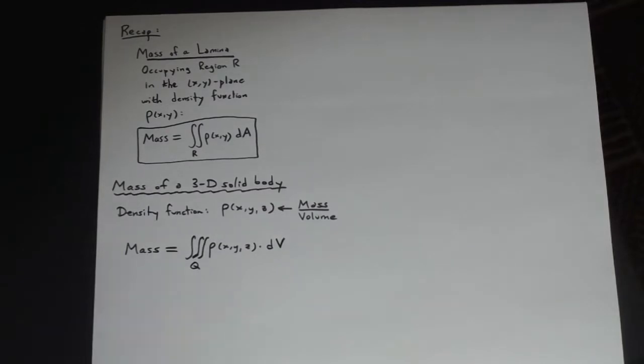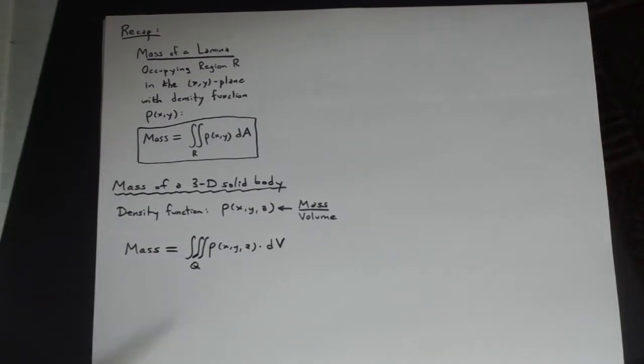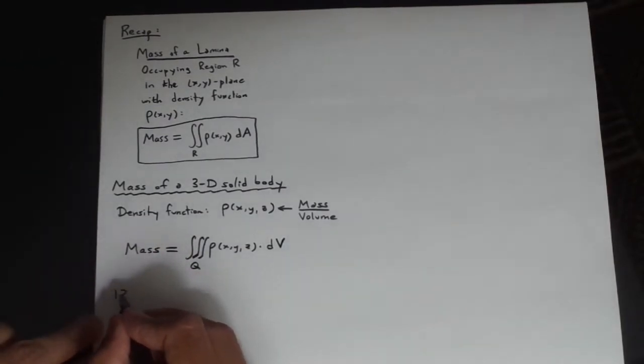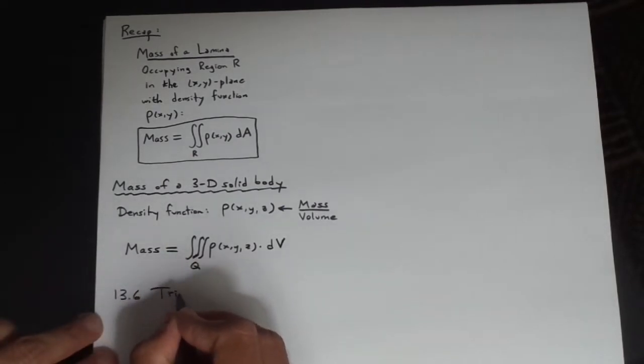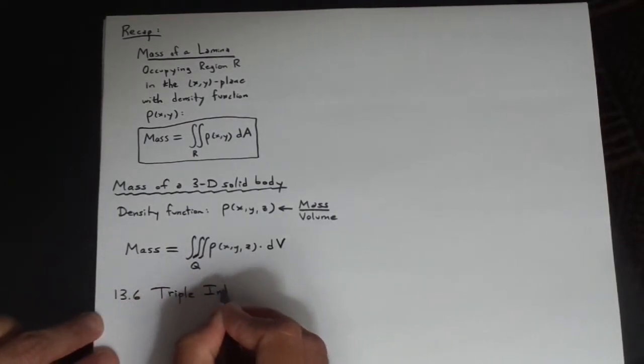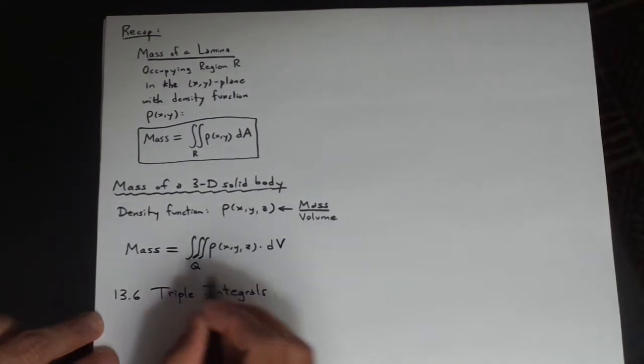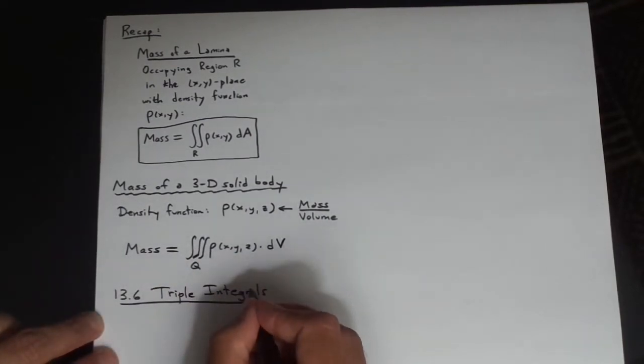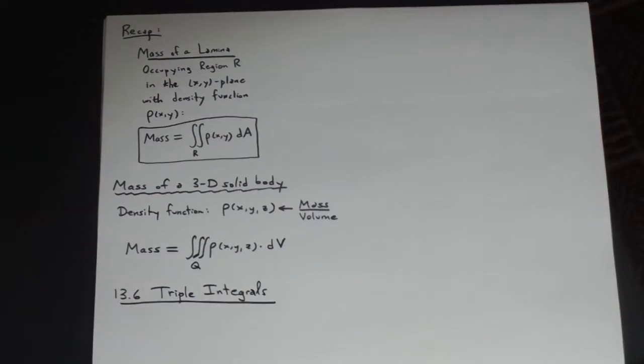So it's a triple integral. It means we're going to have to set up three sets of limits of integration to do this kind of problem. This is the topic for section 13.6. It's called triple integrals. It's a little bit more involved than the double integrals that we saw earlier in the chapter, but it's the same concept, though the visualization can sometimes be a little bit trickier.